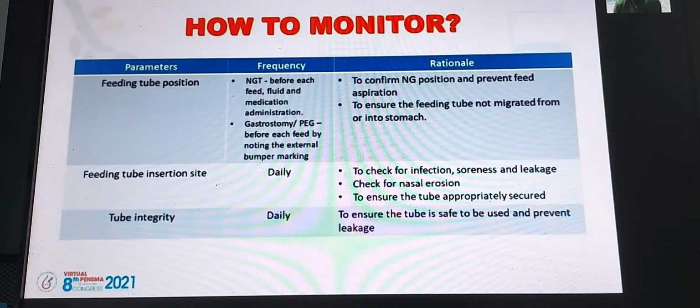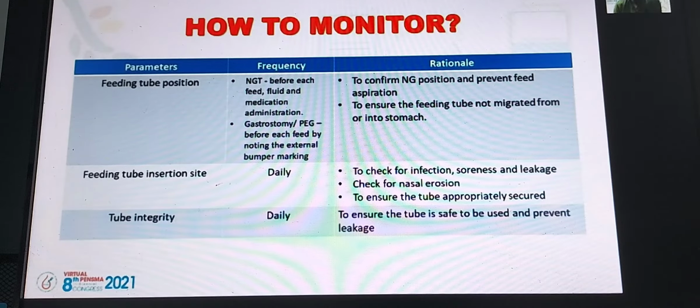Next, I'll talk about the tube. As you know, we have various types of tubes for delivering enteral nutrition. One of them is the nasogastric tube, the gastrostomy tube, and the PEG tube. So we have to make sure that the positions of the tubes are appropriate to prevent complications. Any tube must be checked before every feeding, and before every fluid and medication administration, as well as the gastrostomy and PEG tube. It should be checked by looking at the external bumper marking.